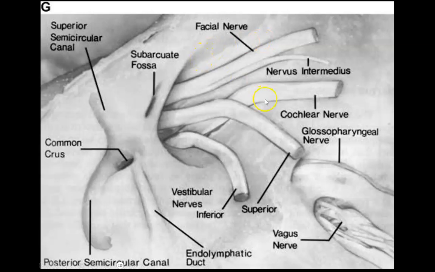And then you find here the cranial nerves passing inside the internal auditory canal, and anteriorly you will find the facial nerve with the nervus intermedius and the cochlear nerve. And posteriorly you find the superior vestibular and inferior vestibular nerves. So these are the posterior nerves, these are the anterior nerves.